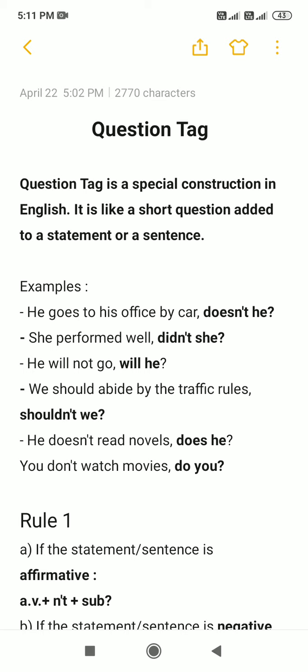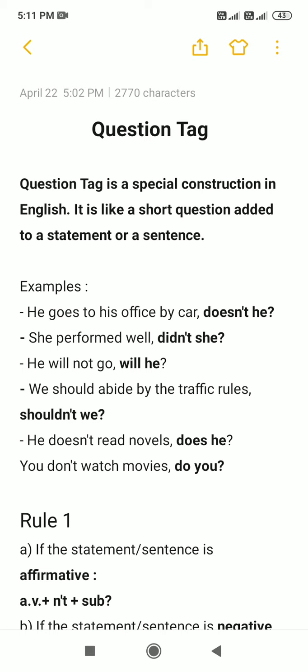The first example is, he goes to his office by car. Does not he? Does not he is the question tag which we have added to this statement. Next one, she performed well. Did not she? He will not go. Will he? We should abide by the traffic rules. Should not we? He does not read novels. Does he? You don't watch movies, do you?